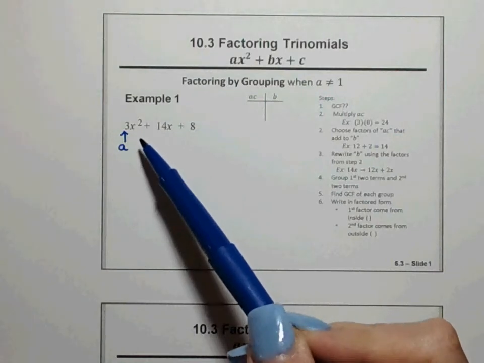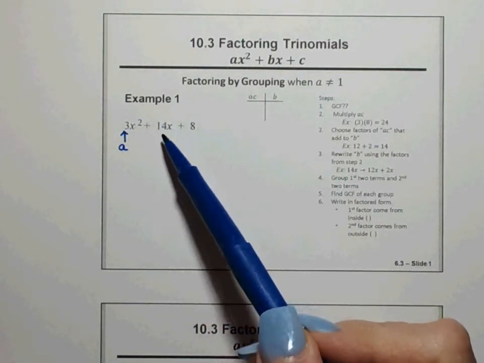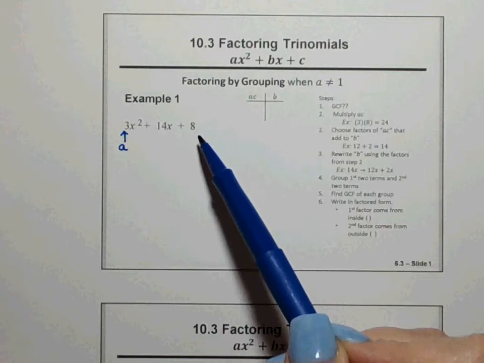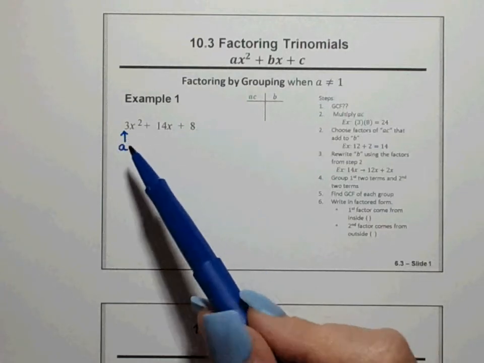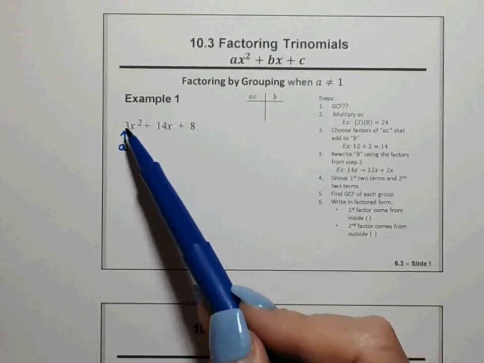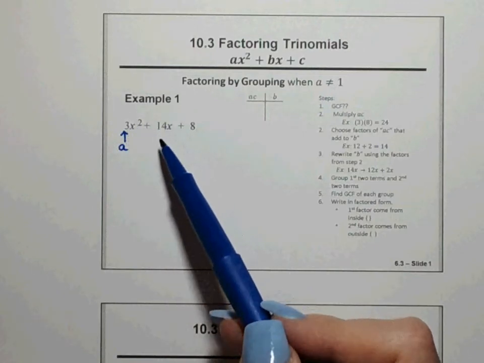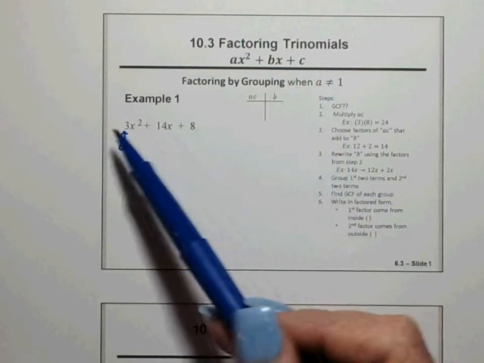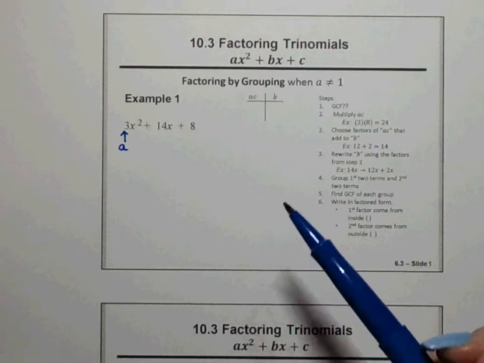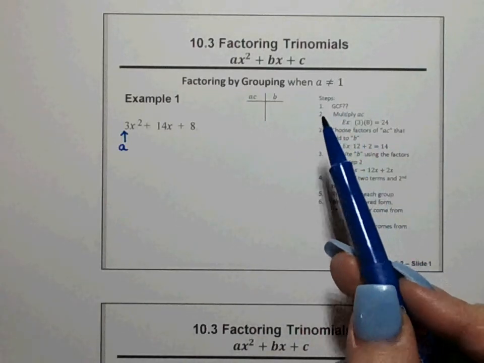Alright, so we can't factor out a GCF here. They don't share any variables that are all the same. They also aren't sharing any factors. This 14 is not divisible by 3, 8 is not divisible by 3. So there's no GCF here. So we're going to just skip over step 1 and go to step 2.